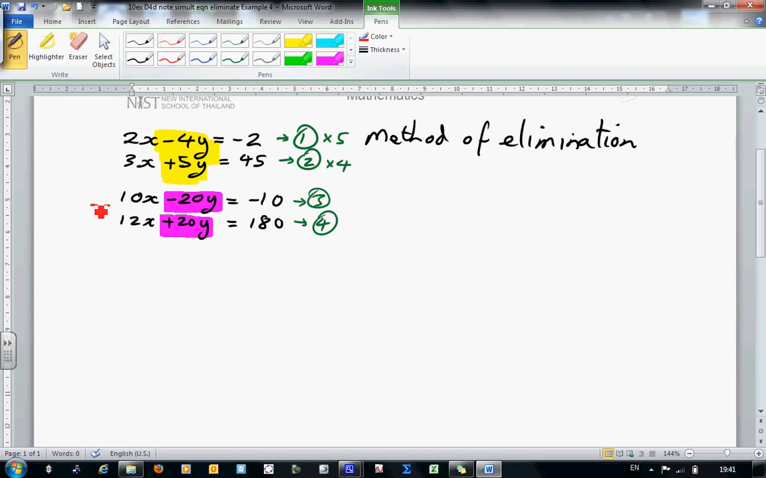10x plus 12x is 22x. Negative 20y add on 20y, a negative plus a positive, gives 0. So we've eliminated the y's. Here, negative 10 add on 180 is 170. So what we've ended up with now is that 22x equals 170. So x is 170 over 22.